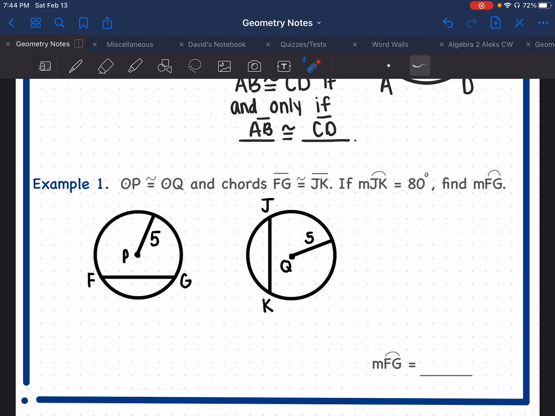So I know that these 2 circles are congruent. I can see that because they both have a radius of 5, and that makes them congruent. But I am also reading that this chord and that chord are congruent as well. So I can mark that in my picture. We saw in the last theorem that if the chords are congruent, then their corresponding arcs are congruent. So if this arc right here is 80 degrees, then so is this arc right here. So my answer to the measure of arc FG is simply 80 degrees.